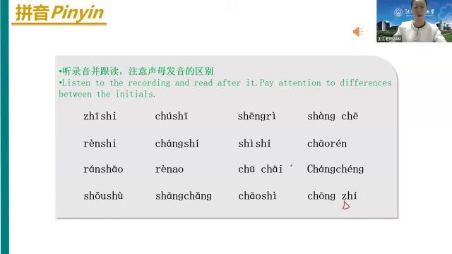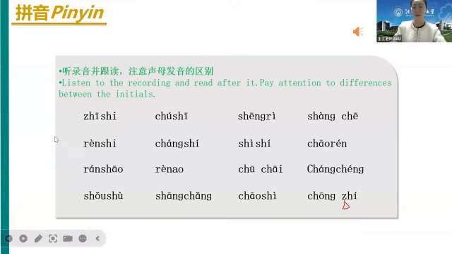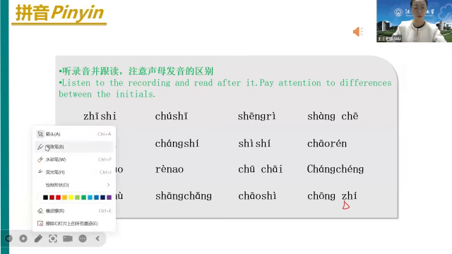Okay, when we read these words, we should pay attention to the initials: 知、吃、诗、日. When we read, our tongue is curved like this. 知、吃、知、吃、诗、日. And we should also pay attention to the word stress.